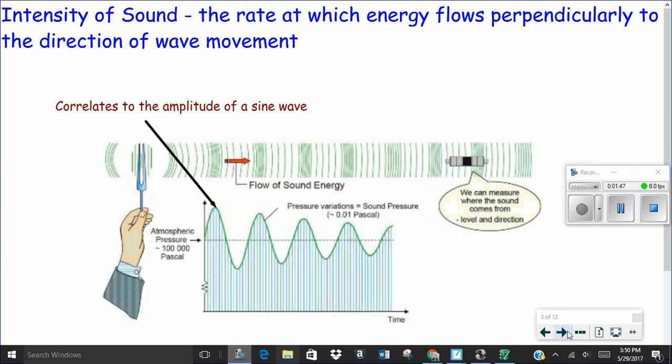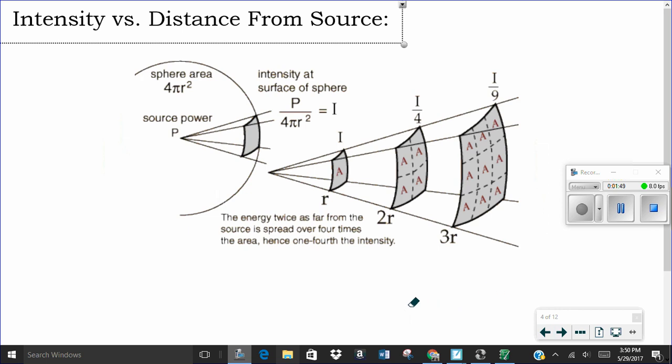So how does this look in terms of an actual diagram? Here's my source of my sound in the center here. And as time moves on, that wavefront moves further and further away from the power source, in this case, the sound source. So as I increase the distance away from the source, or increase the radius, I will end up decreasing the intensity. And I'm going to end up doing that by a power of r squared.